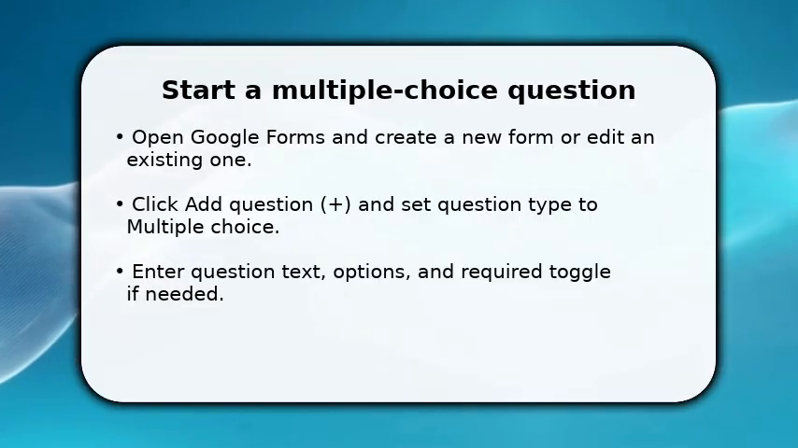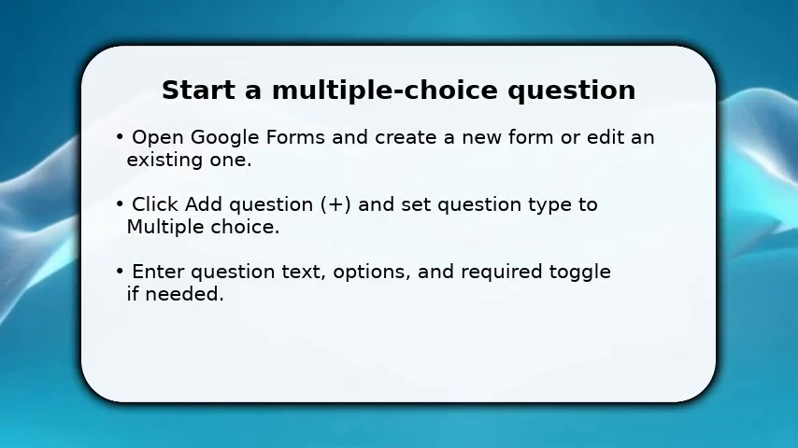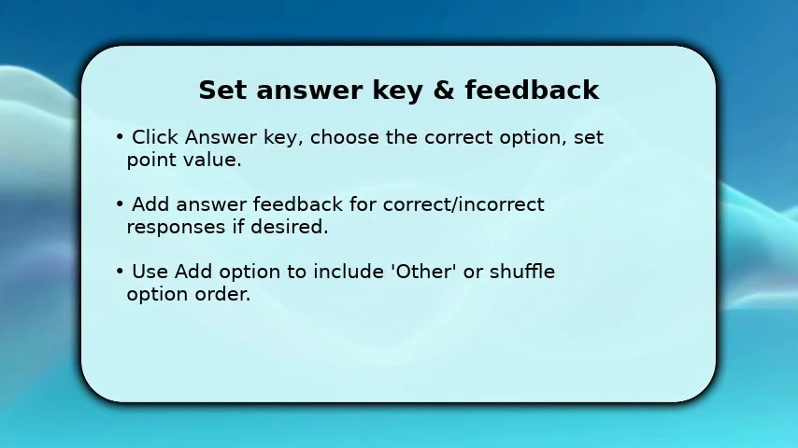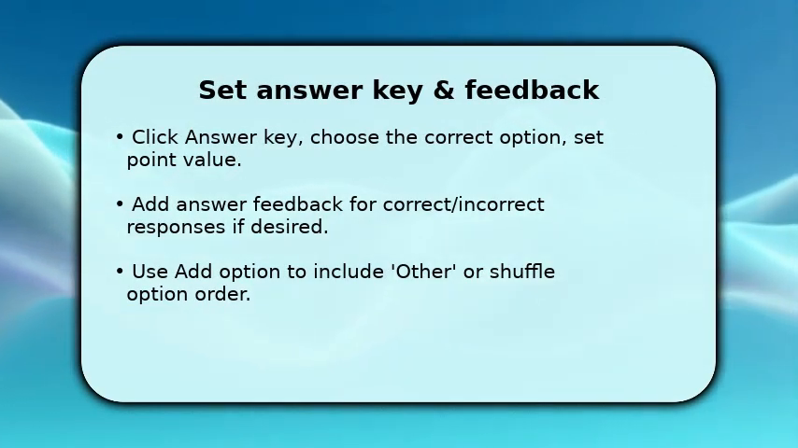Once done, move to Answer Key Setup to mark the correct option and assign point value for grading. Now you set the answer key so the form can auto-grade responses. Click Answer Key and tap the correct choice. Assign points to reflect weight.